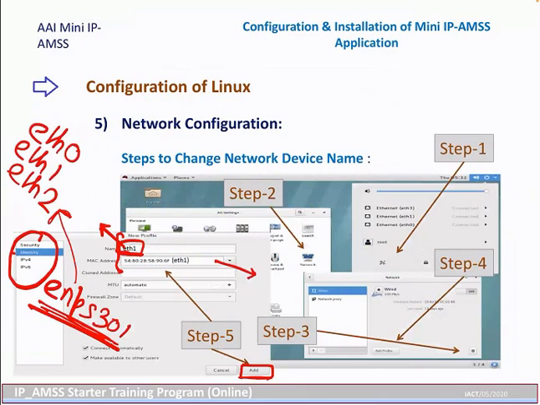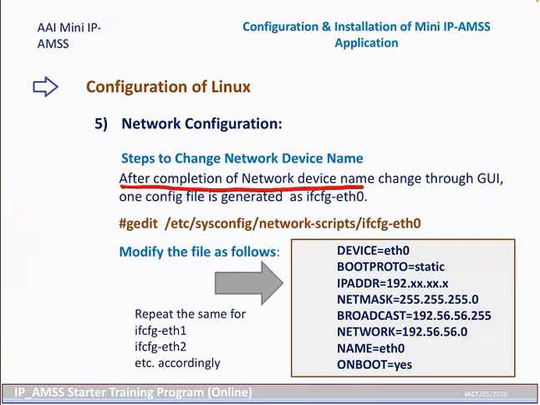You have to see, after completion of the network device name, one config file is generated. The name of that config file is ifcfg-ethernet0. So suppose you had changed the name of the port as ETH0, then correspondingly this file will be generated. So you have to edit this file. For that, write this command and one window will appear.